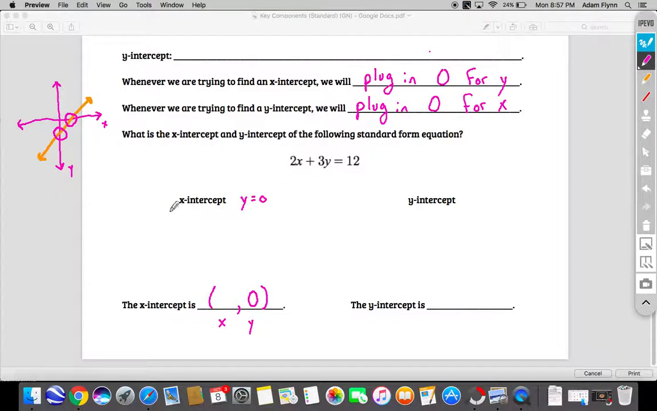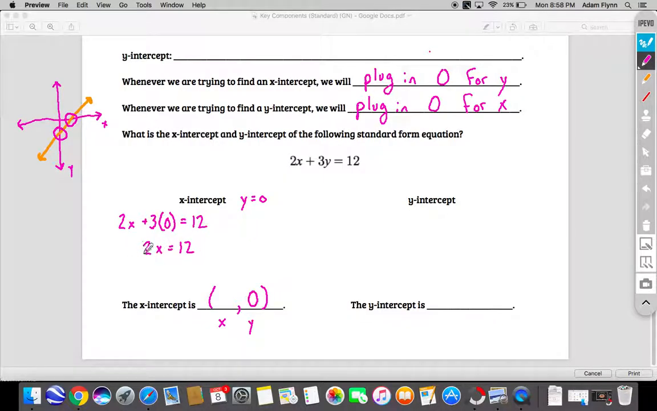Okay, so I'll rewrite my equation over here. 2x plus 3. Instead of y, I'm plugging in 0, and remember it's 3 times 0. This doesn't become the number 30, equals 12. So 3 times 0 is 0, because anything times 0 is 0. So we're left with 2x equals 12.